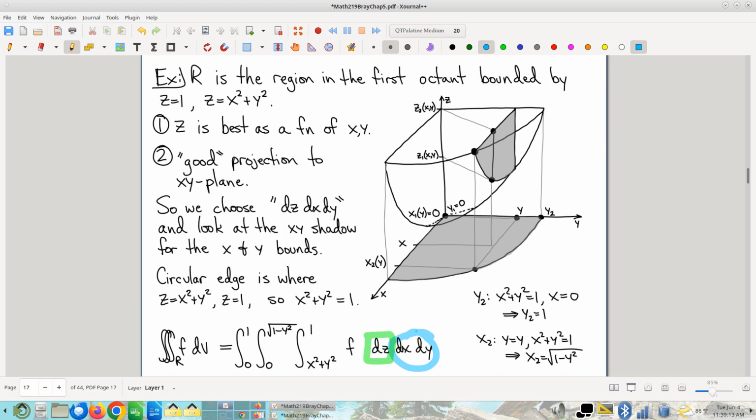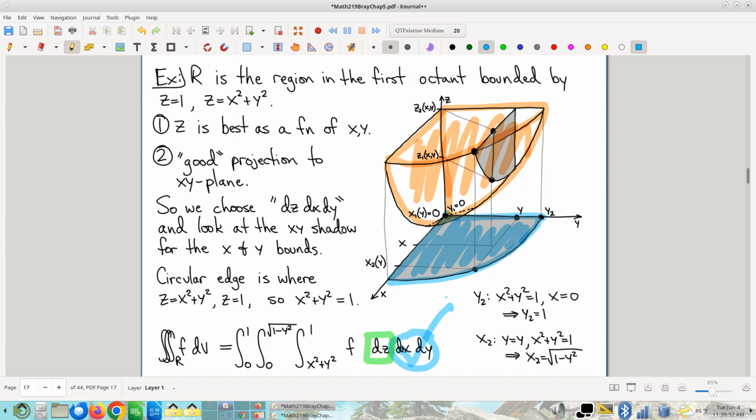and I claim this is related to what I'm going to call a good projection. There's 2 aspects of a good projection. One is I'm going to argue that our actual solid here has a lot in common with its projection, its shadow down here in the xy plane. Why xy plane? Because we have x and y on the outside.